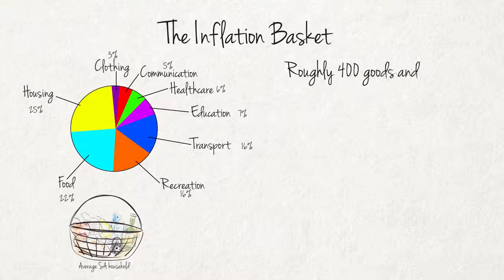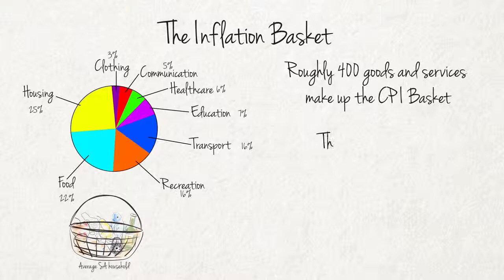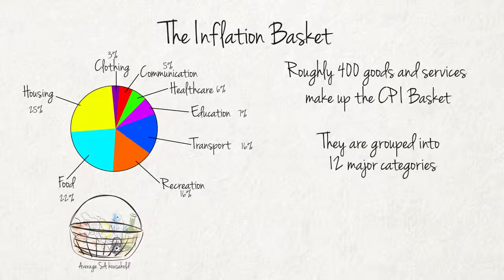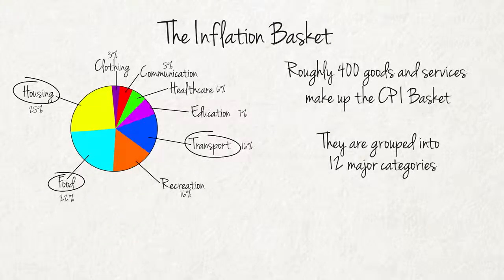Roughly 400 goods and services make up the CPI basket. They are grouped into 12 major categories. Typical heavy-weighted categories include housing and utility costs, spending on food and non-alcoholic beverages, as well as transport costs.